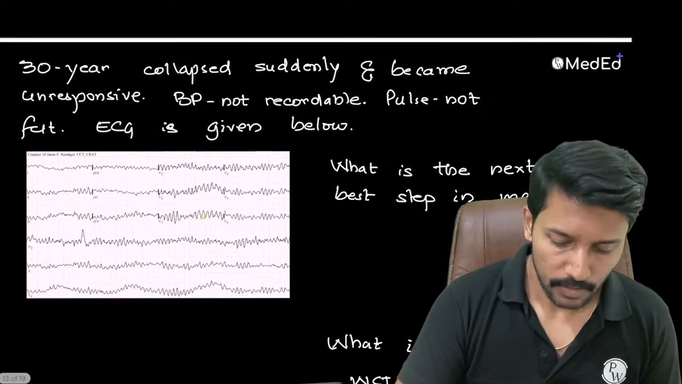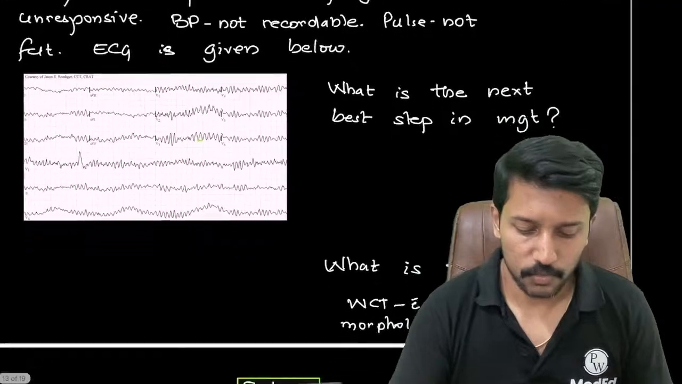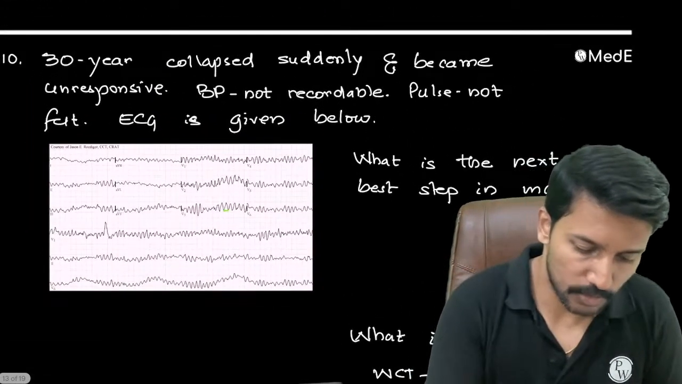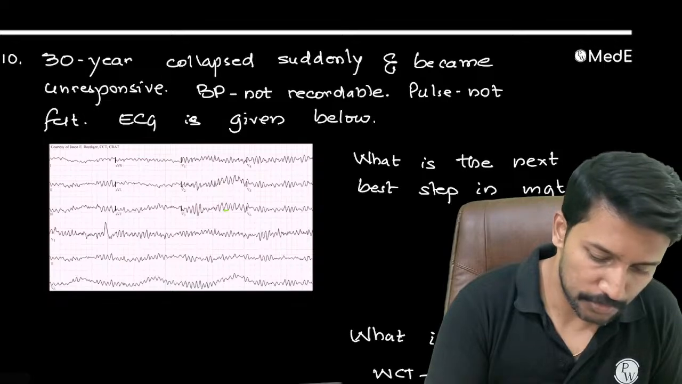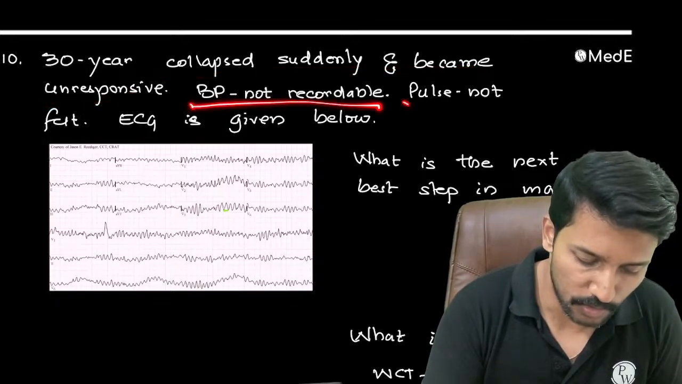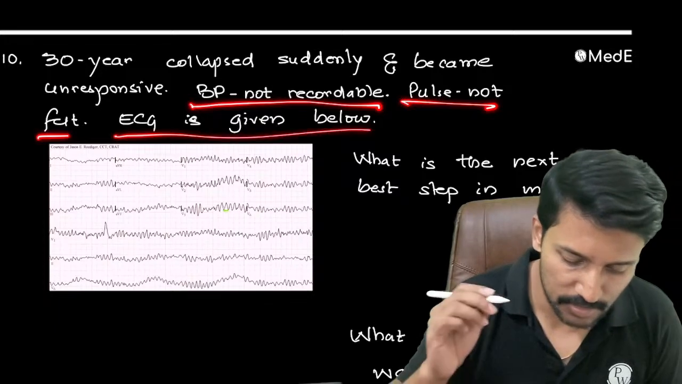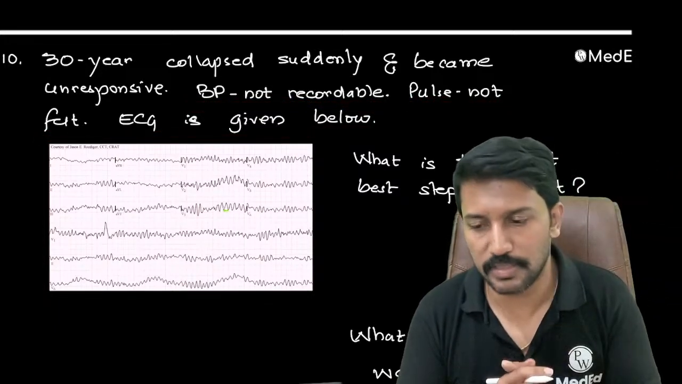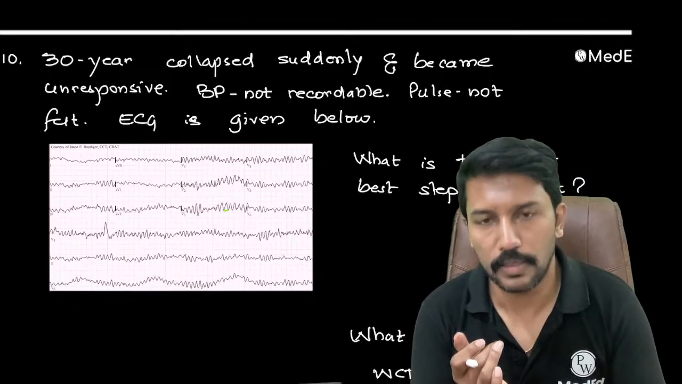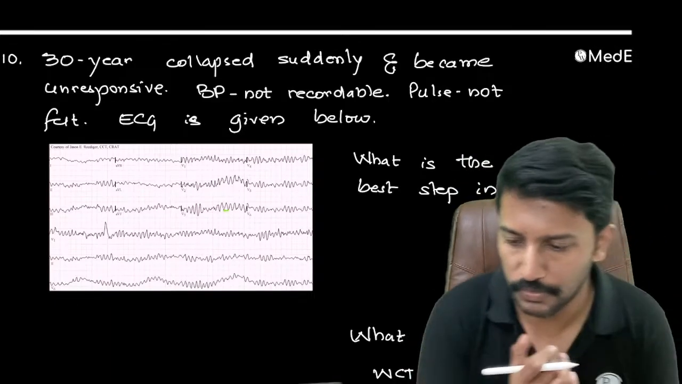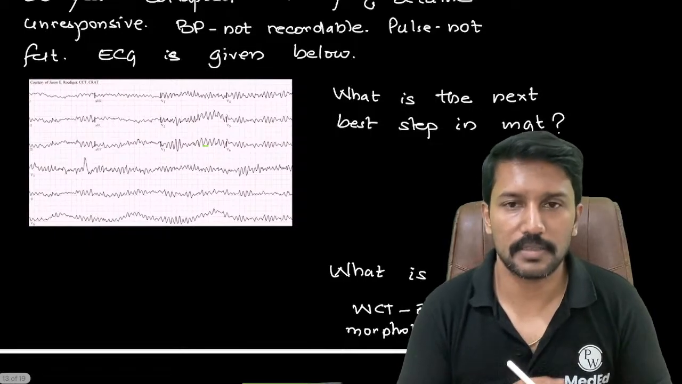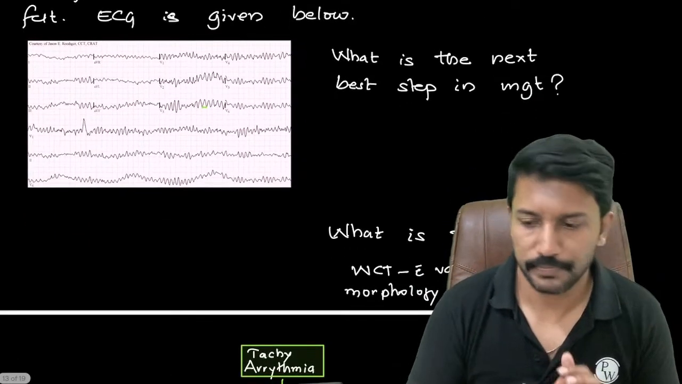Okay. Now coming to the question proper. The question is, what is the next best step in the management? Right? Look at the question. It says the patient collapsed suddenly and became unresponsive. The BP is not recordable, pulse not felt, ECG is given below. What is the next best step in the management? I will come to torsades de pointes also.